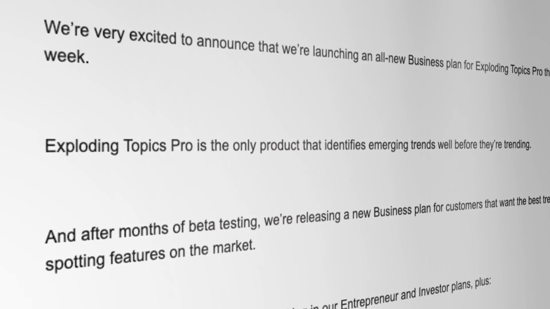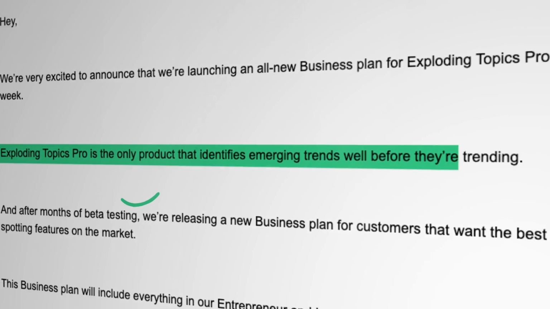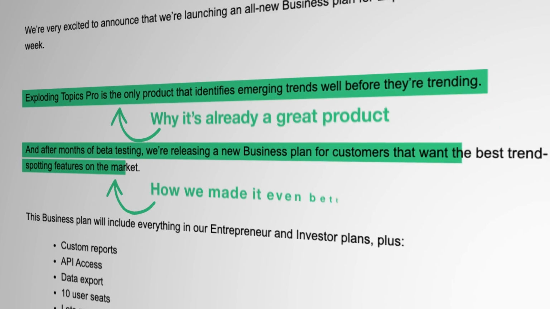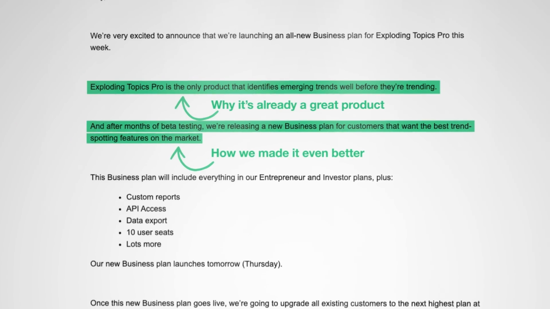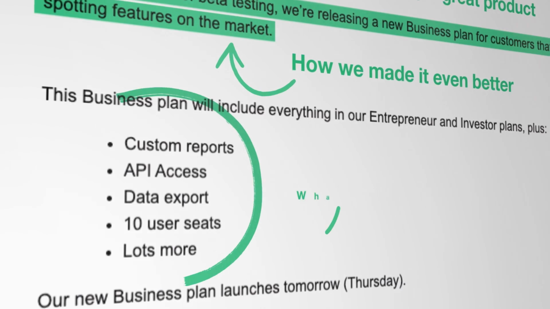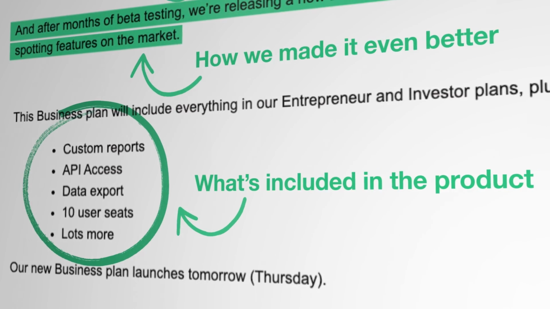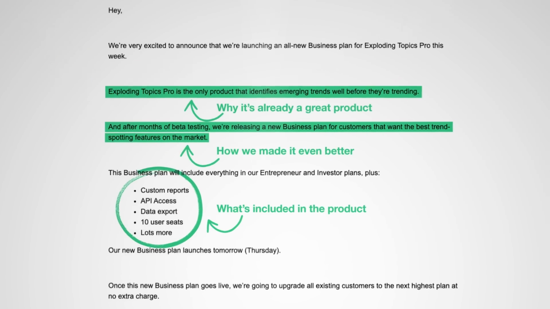So after you reveal that your product is live, you want to give a little bit of context about why the person should care. What is the product? What does it do? It doesn't need to be a lot of information because that's what your sales page is for. But you do want to give people some context around what you're actually selling and what problem it solves. As you can see here in this launch email, we talk about why Exploding Topics Pro is a great product already and how we made it even better. And that's the point of the launch. We also list out a few bullets of what's included in the product, specifically what's included in this new version.